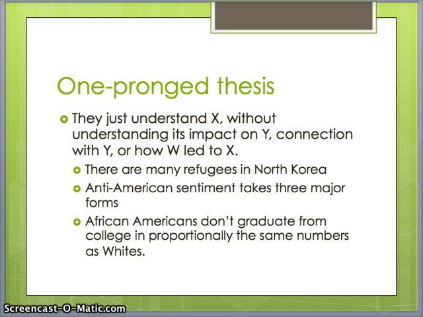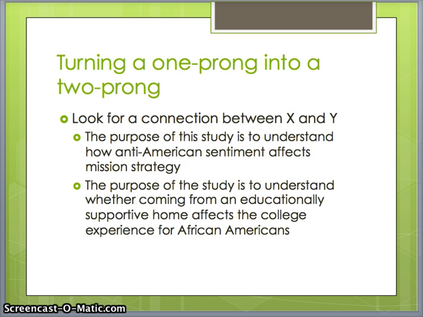Anti-American sentiment takes 3 major forms. Okay, well, that's a bit better than just a perfunctory thesis, and it may be original, but it's not comparing it to some other relationship or bringing in some other impact. And then, African Americans don't graduate from college in proportionally the same numbers as whites. And let's look at how some of these theses were fixed to be what I call a 2-pronged thesis. Look for a connection between X and Y.